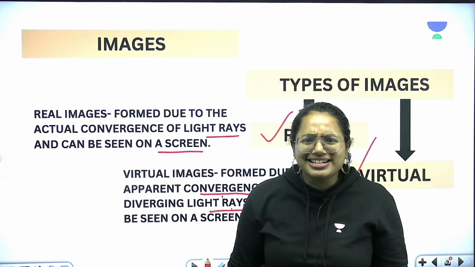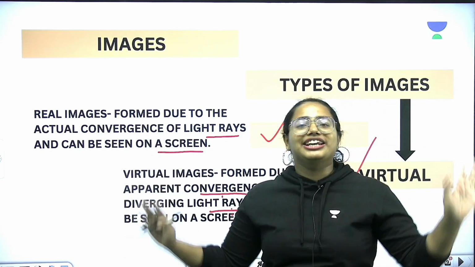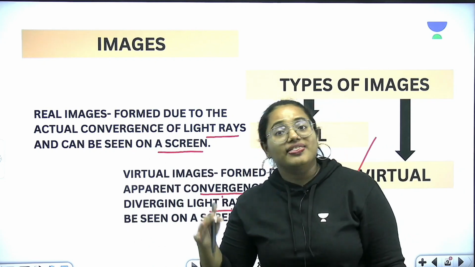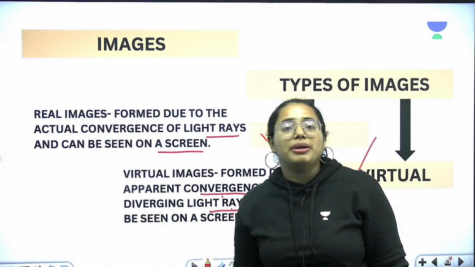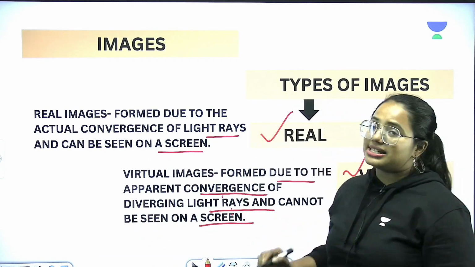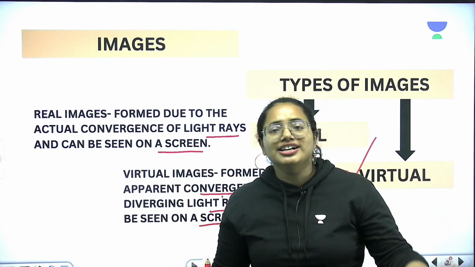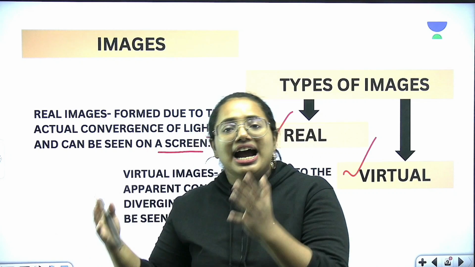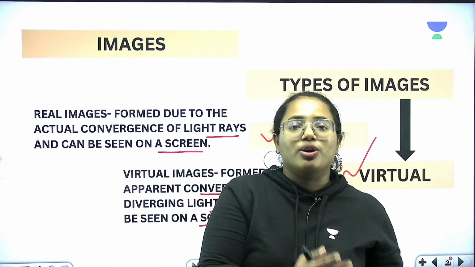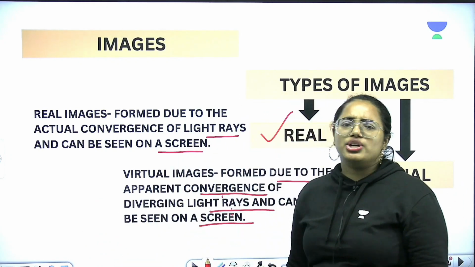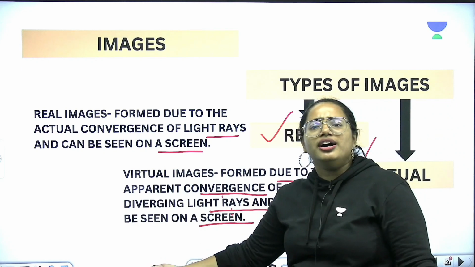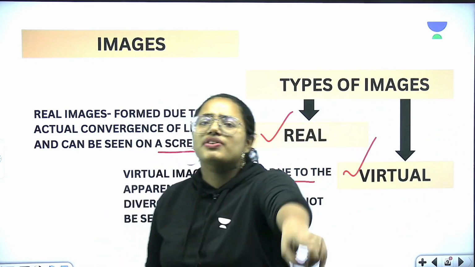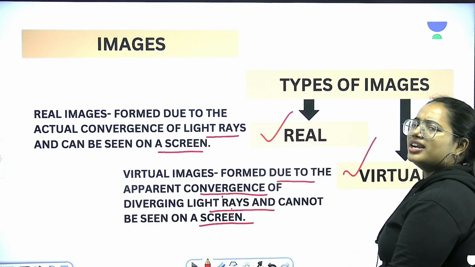What does it mean by that? It's nothing but they are not actually meeting each other. They are not actually converging, and therefore the images formed here can be called virtual images, and therefore this cannot be taken on a screen. Clear? So real images can be taken on a screen and virtual images cannot be taken on a screen. So let's take an example of a virtual image. The image that is formed on a plane mirror. It is a virtual image. Clear? I hope everyone is clear with it. Shall we move on to the next one?